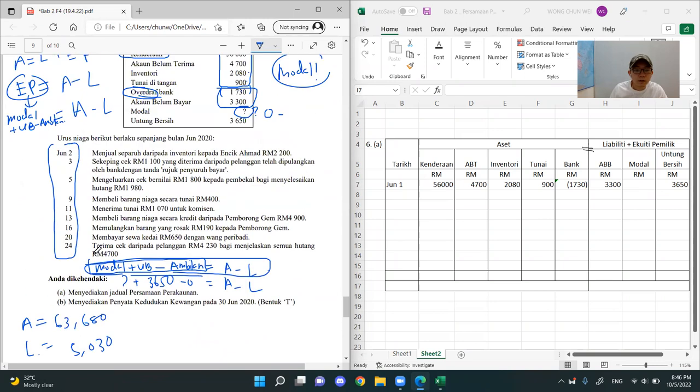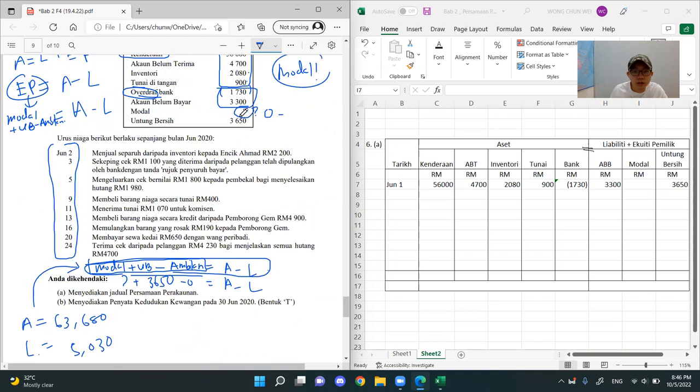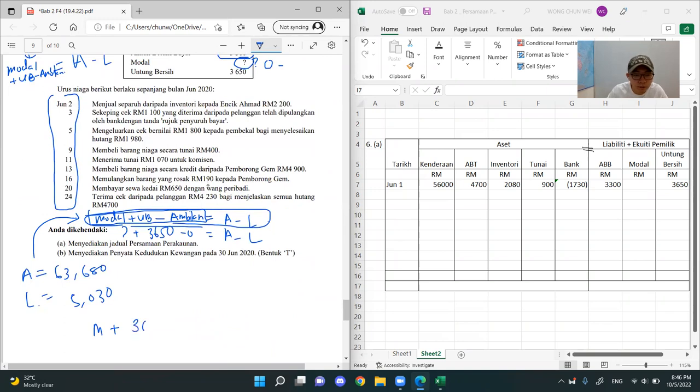And then now you bring all this figure into here. So your modal, you don't know, so I make it M. Then how much is your untung bersih? Your untung bersih is 3,650. Ambilan, zero, right? So we skip it. So asset, how much? Is 63,680 minus the liability, 5,030. So how much will you get? 63,680 minus the 5,030, you get 58,650. So that is M plus 3,650 equals this figure.